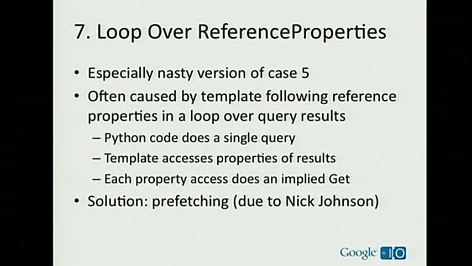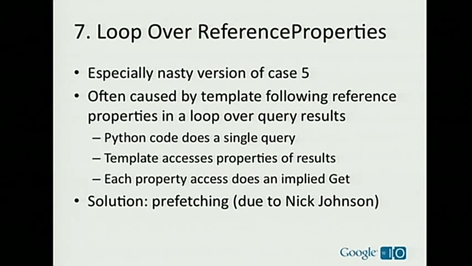So the final one, and I want to mention this, but I really think you should just go look it up in Nick Johnson's blog. Nick just disappeared, otherwise I'd point him out. He was wearing a yellow t-shirt. So this is another version of the staircase of gets, caused in particular by reference properties.